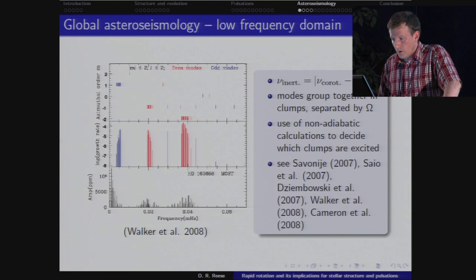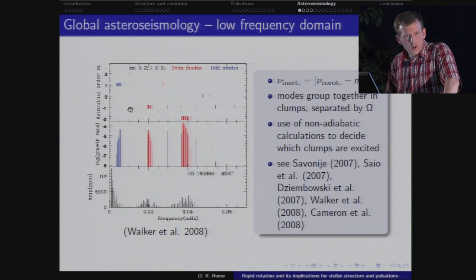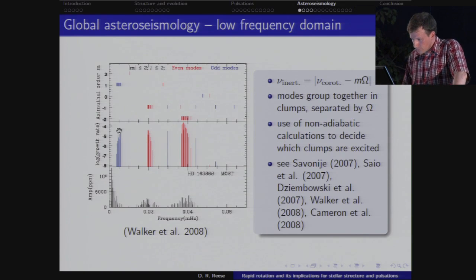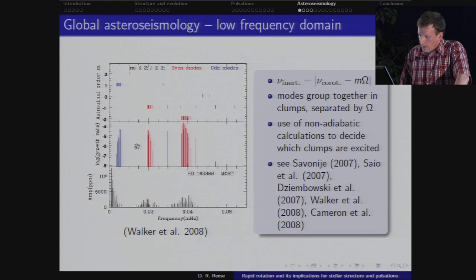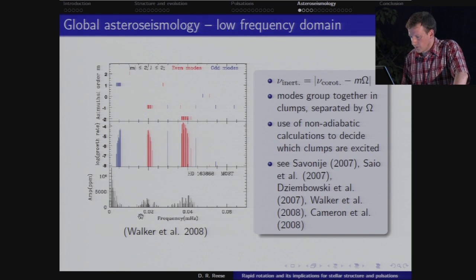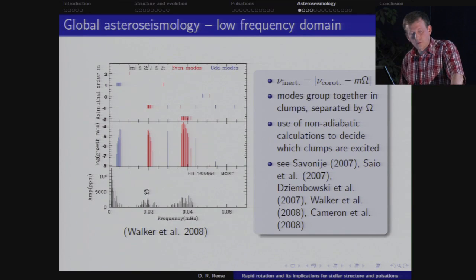So in terms of global asteroseismology, there's been quite a bit of work in the low frequency domain. And so here you've got a BE star, which is observed by most. And you'll see that there are different clumps of modes, as illustrated in this frequency spectrum. And then above you have models to try to reproduce this. Now what is actually happening is that the frequencies of these modes in the co-rotating frame are quite small. In fact, quite a bit smaller than the rotation rate. So then if you have modes with different azimuthal orders, it'll separate these modes into separate clumps. And so the distance between these clumps approximately corresponds to the rotation rate.